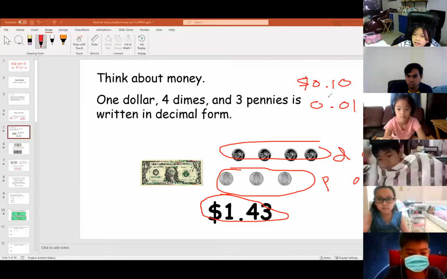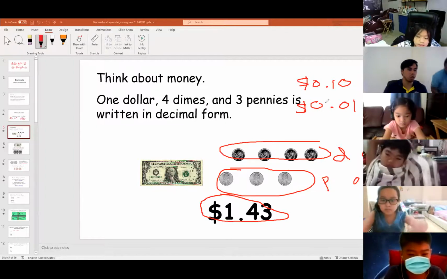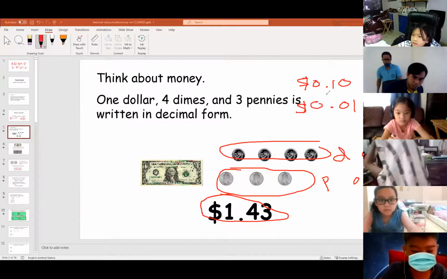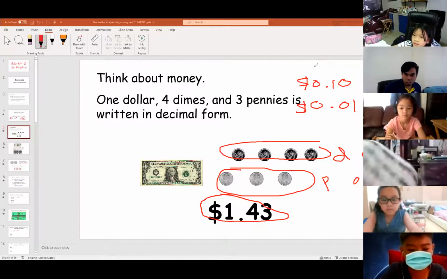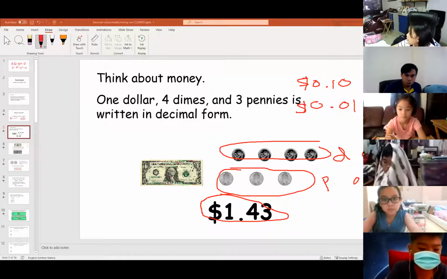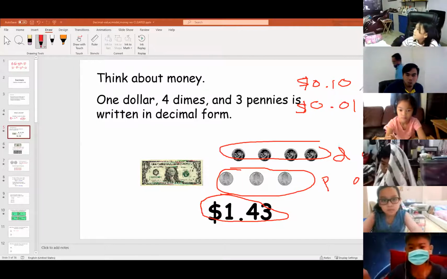The dimes, and then this one are the pennies. That's why they're written in decimal form, right? That's a decimal form. That's a good example of a decimal number. 0.01, 0.10.